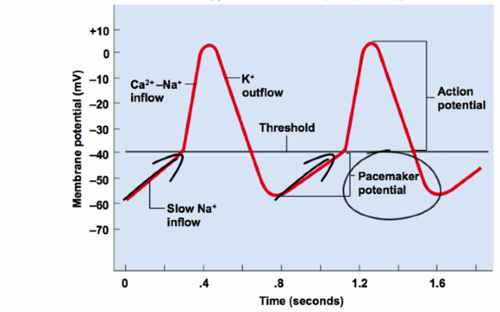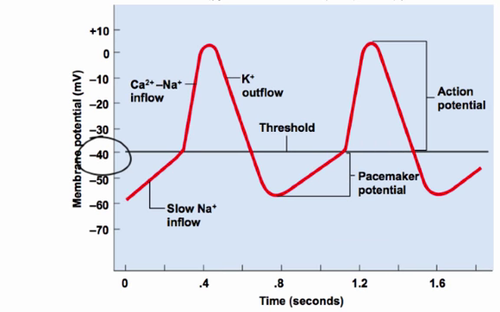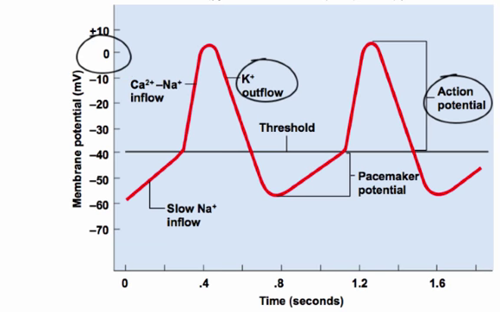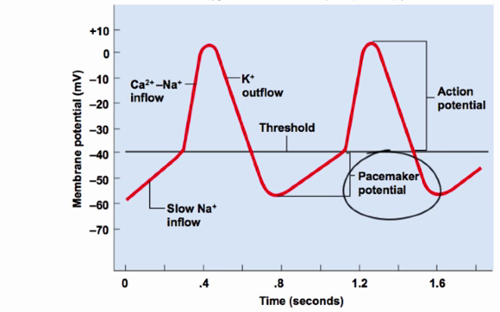Eventually, it reaches a threshold of negative 40 millivolts, and at this point, calcium ion channels open and positively charged calcium ions flow in, accelerating the depolarization and initiating the cardiac action potential. At a little over 0 millivolts, potassium ion channels open and positively charged potassium ions flow out. Once the potential gets back down to resting, the potassium ion channels close and the rising pacemaker potential begins again.